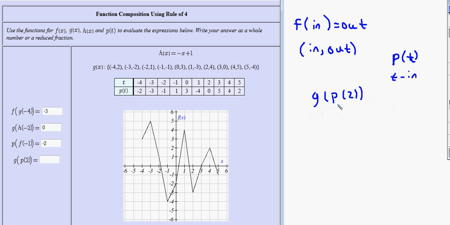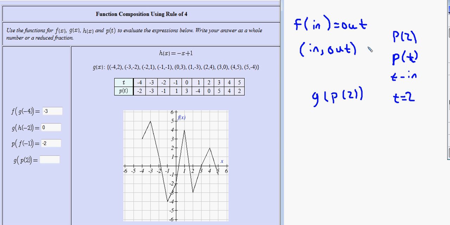So I start with the inside, p of 2, and if I line up the question with the general notation here, p of t, it's clear to me that there was a t in the parentheses. They're saying t is the input. Now they're saying that we're replacing t with 2. So that screams at me that 2 is the input. So again, I'm looking for where I get a t value of 2.